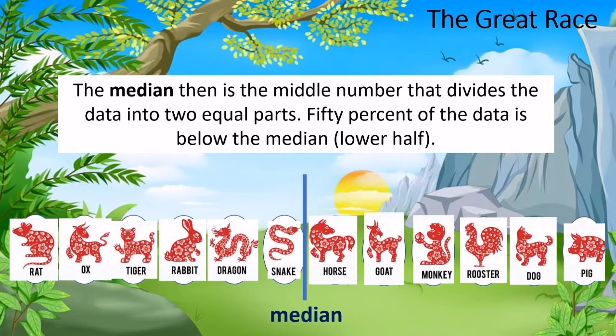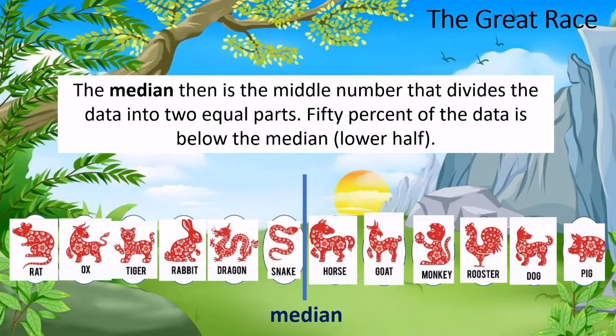The animals that belong to the first 50% of the group that arrived earlier are the rat, ox, tiger, rabbit, dragon, and snake. The animals that belong to the 50% of the group that arrived later are the horse, goat, monkey, rooster, dog, and the pig.